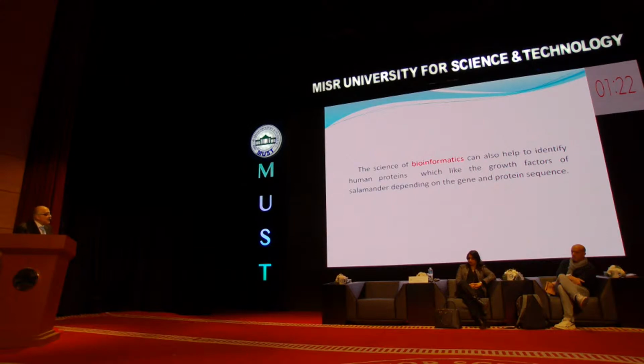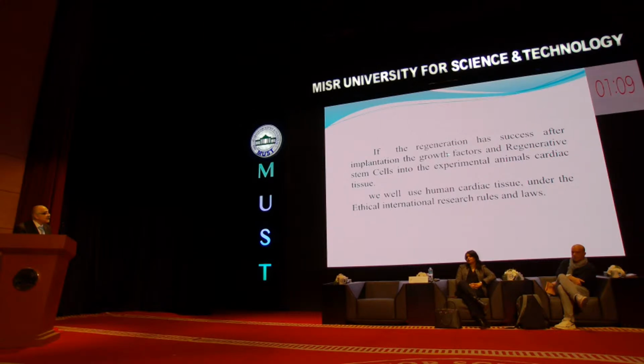The science of bioinformatics can also help to identify human proteins which, like the growth factors in the salamander, depend on the gene and the protein sequence. We hypothesize that a type of cardiac matrix-like glue could be made via the technology of tissue engineering and nanotechnology. If the generation has success, after implantation, the growth factor and regenerative stem cells in the experimental animals' cardiac tissue, we will use human cardiac tissue under the ethical international research rules and laws.